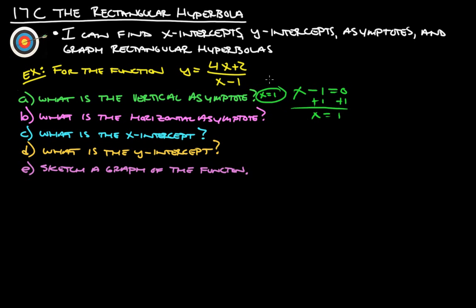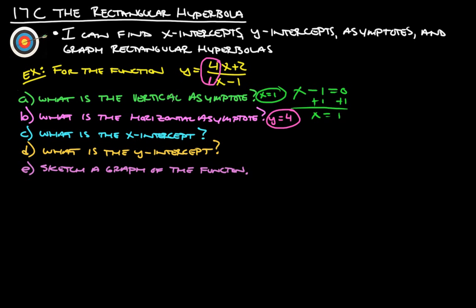Okay, horizontal asymptote is this one here. And really, when you get x's over other x's, what you do is you're just going to take the coefficients, the numbers in front of the x's. So it's going to be 4 over 1, so that's going to be y equals 4 is going to be your horizontal asymptote. Okay, if this was, say, 4x plus 2 over 2x minus 1, then it would be 4 divided by 2. It would be y equals 2. Okay.